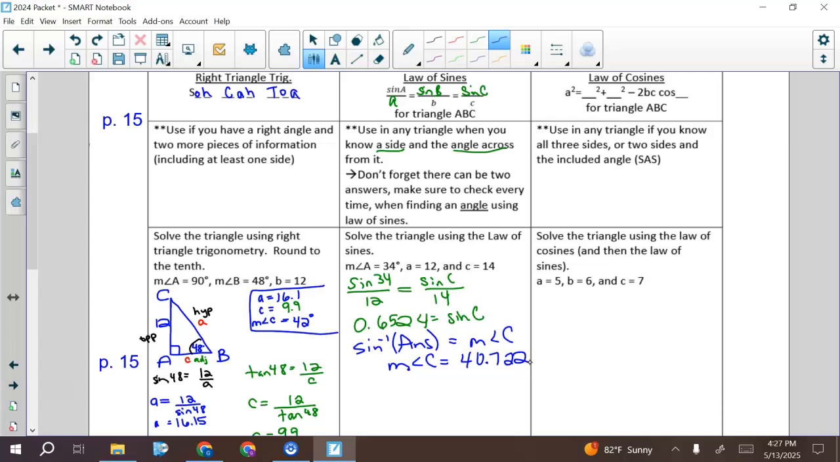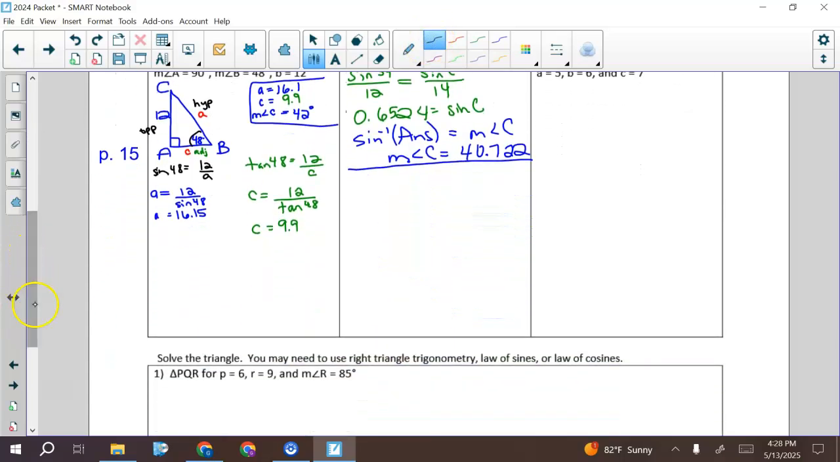There we go. Now, because this is the side-side-angle case, we need to check if there are two triangles. We got one angle to be 40.722. To check if there are two triangles, remember, we can take 180 minus the angle we got.